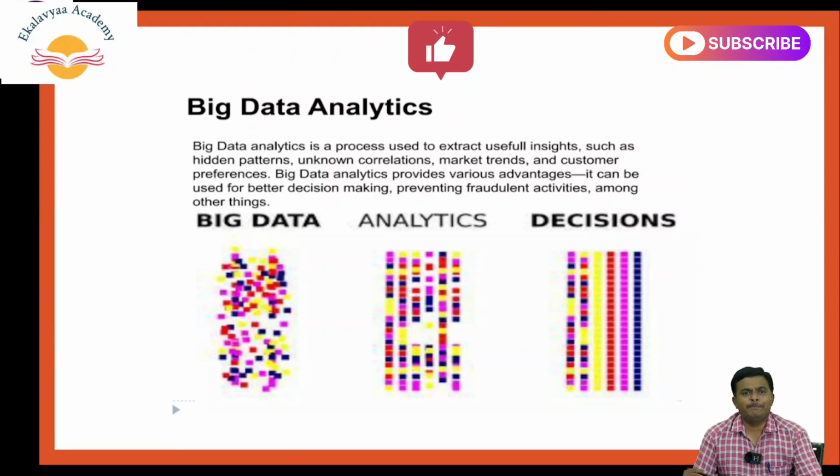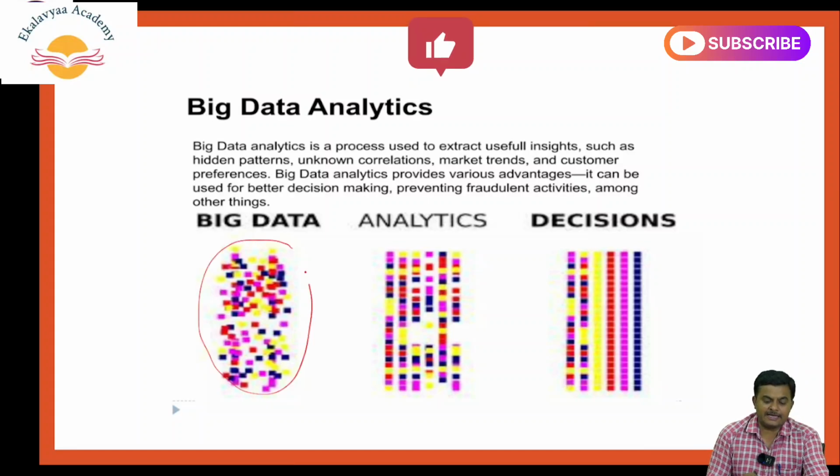Now, we'll see big data analytics. Whenever we hear the term big data, it is associated with the term analytics. Big data analytics is a process used to extract useful insights such as hidden patterns, unknown correlations, market trends, and customer preferences. Big data analytics provides various advantages: it can be used for better decision making, preventing fraudulent activities, among other things.